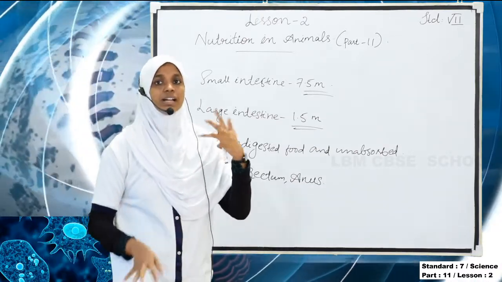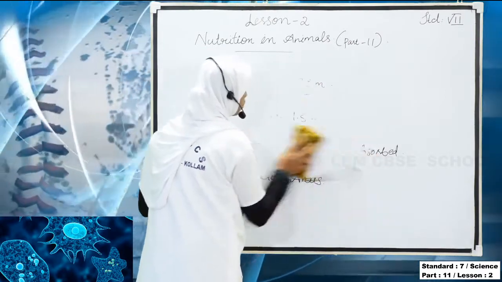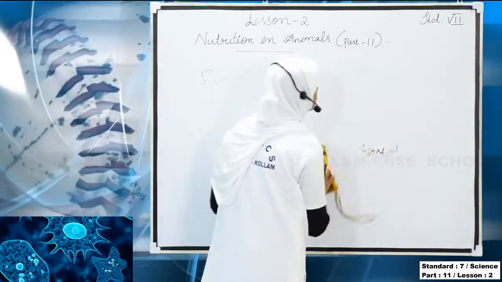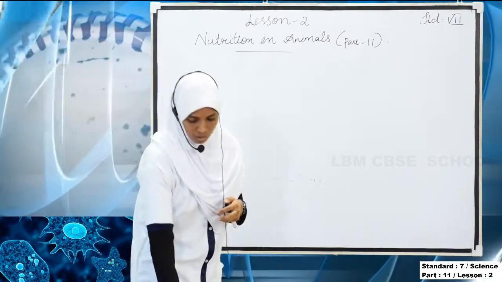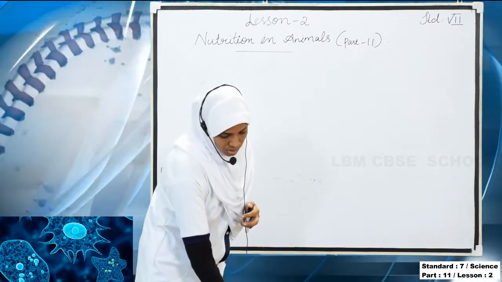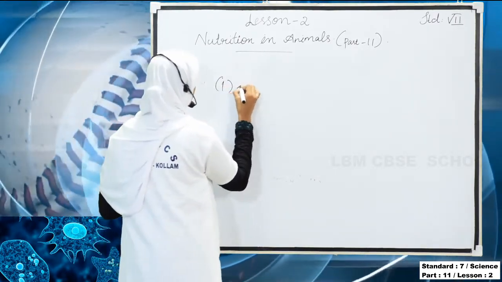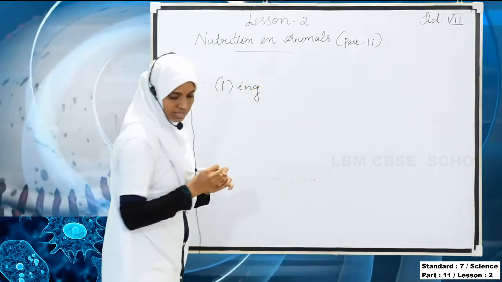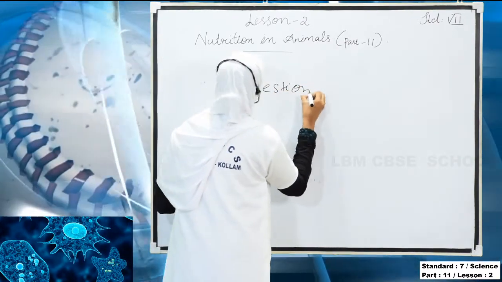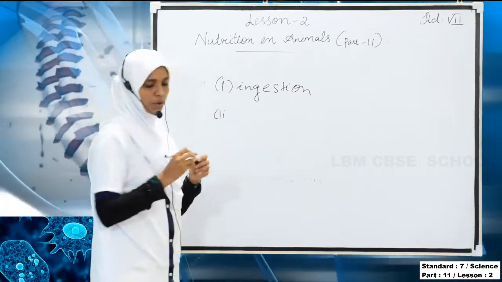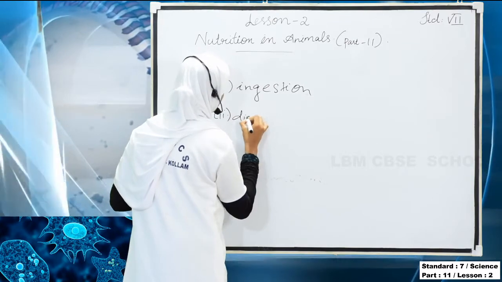This is about the digestive system in humans. We learned about the different processes that take place in the human digestive system, and we are going to discuss the different processes from start to end. What is the first process? The first one is ingestion. The second process is digestion.